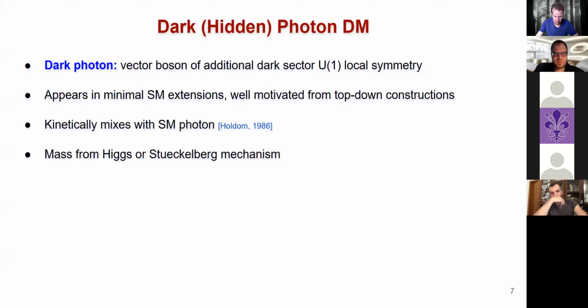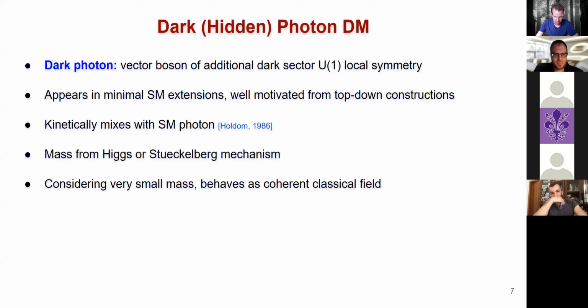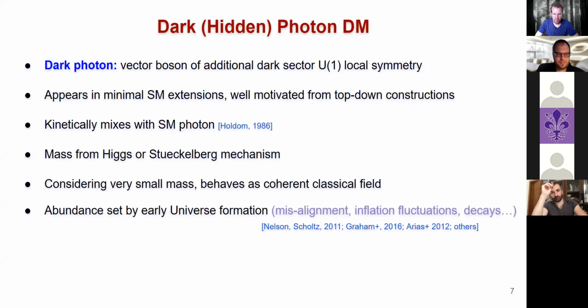The mass can be obtained either from the Stueckelberg or the Higgs mechanism. And if the mass of the dark or hidden photon that you consider is small, it behaves like a coherent classical field on some scale. Now, the present-day abundance is set by the early universe formation.